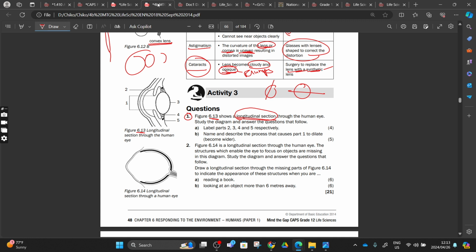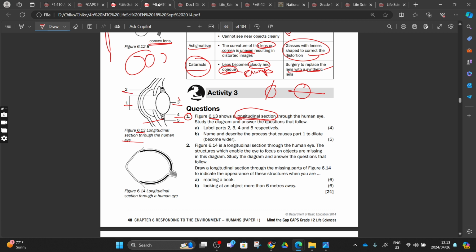A longitudinal section through the human eye. This is the longitudinal section through the human eye. Study the diagram and answer the questions that follow. When we come and study the diagram, you can see that it has many points, right? Many labels. Number 3 will be the lens. And then number 4, suspensory ligament. Number 5, ciliary body, ciliary muscles, pupil, and a cornea, right?